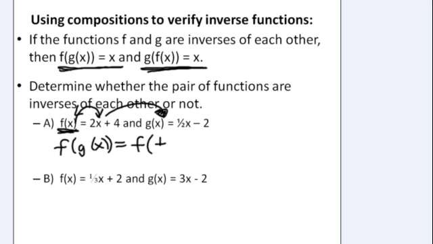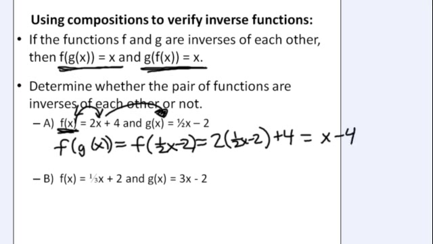So we'll start out, inner function is 1/2 x minus 2. And then f of x says to take 2 times that input and then add 4. So the input now is the 1/2 x minus 2. Let's simplify here. Distribute the 2. We get 2 times 1/2, which would be x, minus 2 times 2, so minus 4, plus 4, and it does equal x. So far, so good. f of g of x equals x.